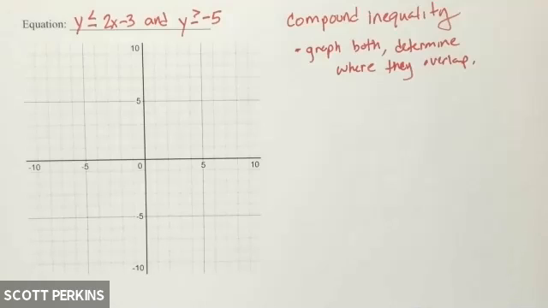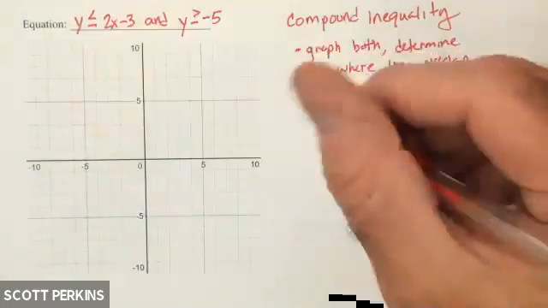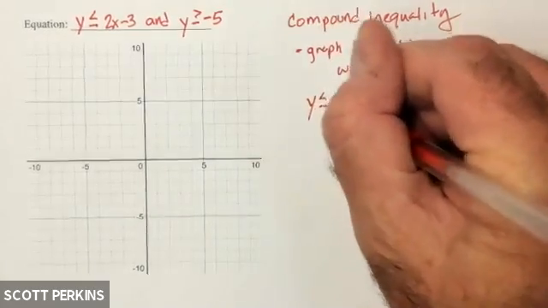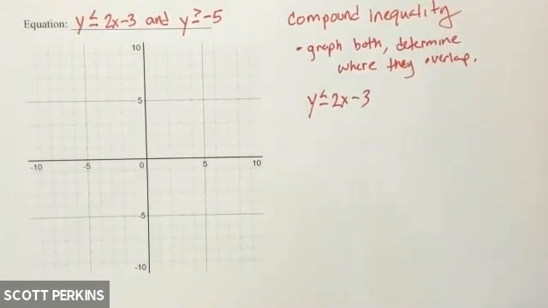So what I would like you to do first, I'm going to give you a couple minutes to do this. Graph the y is less than or equal to 2x minus 3. Okay, y is less than or equal to 2x minus 3. Graph that. You don't have to do the other one unless you want to get ahead and do it. That's fine. But graph the y is less than or equal to 2x minus 3.